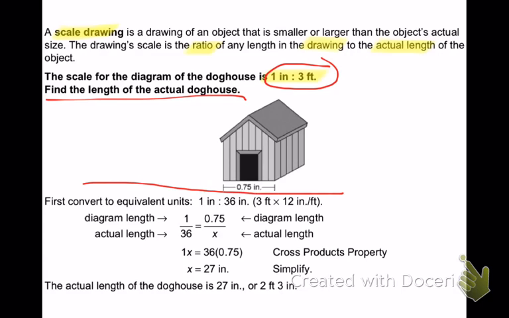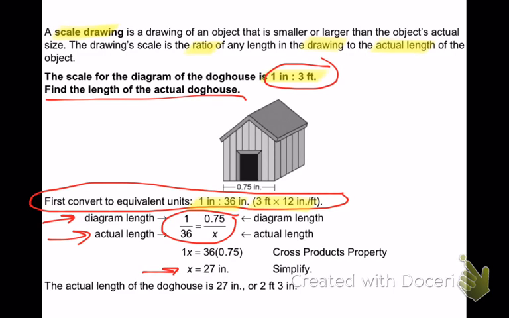Now they convert feet to inches. For example, how many inches are in a foot? 12, so I took 3 times 12, and we got 1 to 36. Now I set that up as a proportion. Diagram length, actual length. So 1 over 36 equals 0.75 over x. When I work that out, you get 27 inches. And then you can convert that back to feet and inches, which is 2 feet, 3 inches. Because 27 divided by 12 is 2, with 3 left over, so you had 3 inches. Okay. So we're going to be using some conversions and some scale drawings and proportions.